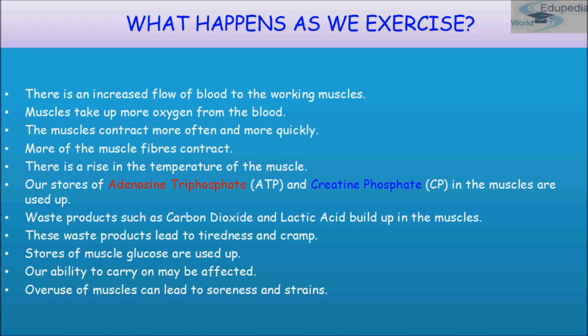Our store of ATP and creatine phosphate in the muscles is used up because we are exercising, and waste products such as carbon dioxide and lactic acid build up in the muscle. These waste products lead to tiredness, and stores of muscle glucose are used up because you are exercising, and our ability to carry on may be affected.